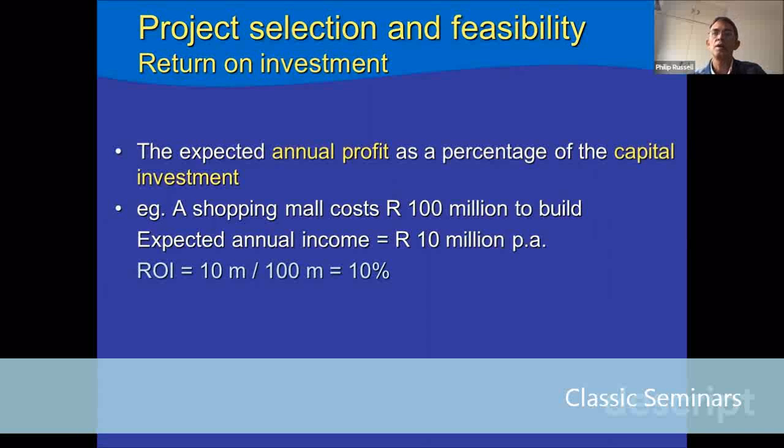Right, so the return on investment is the expected annual profit as a percentage of the capital investment. So if we want to buy a shopping mall, the shopping mall is going to cost 100 million to build, and the expected income that we're going to get from that shopping mall is 10 million per annum. To find out what our ROI is, we look at the expected annual income and divide that by the capital investment. So it's the 10 million that we're going to get per year divided by the 100 million to build it. That then gives us a figure of 10% for this project.